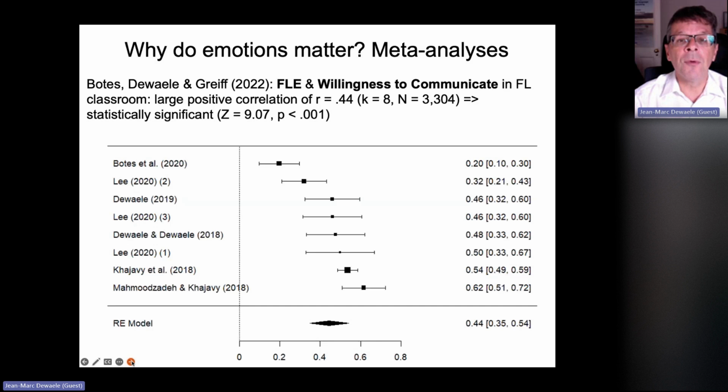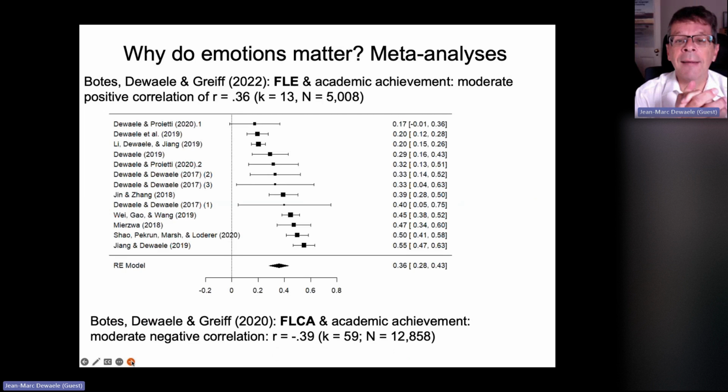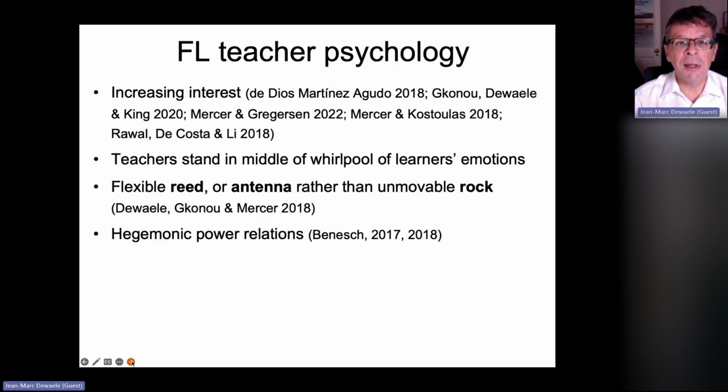So enjoyment is important. Enjoyment is also moderately positively linked to academic achievement, the average correlation there of 0.36. And anxiety is moderately negatively linked to academic achievement, minus 0.39. So again, it's important to make sure that your students are experiencing enough positive emotions and not too much negative emotions for them to perform well in class and in tests.